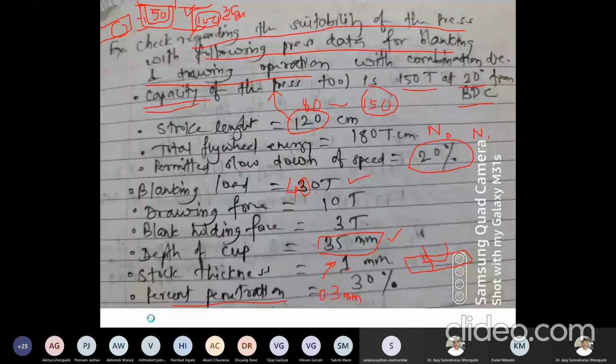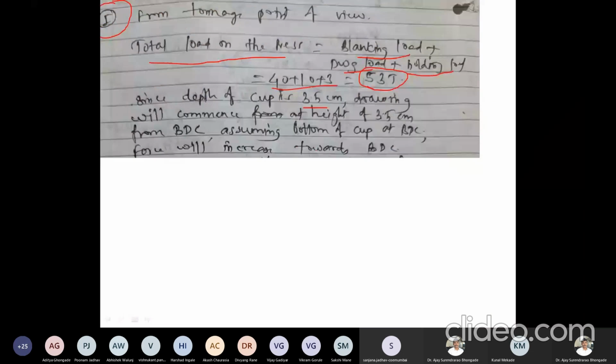From BDC, assuming the bottom of the cup at BDC. Now we are assuming that when the punch reaches the bottom of the cup, that will be its BDC position, right? Once the punch reaches the bottom of the cup, we are assuming that it has reached bottom dead center. Force will increase towards BDC. Obviously, the force will be maximum at the BDC position.